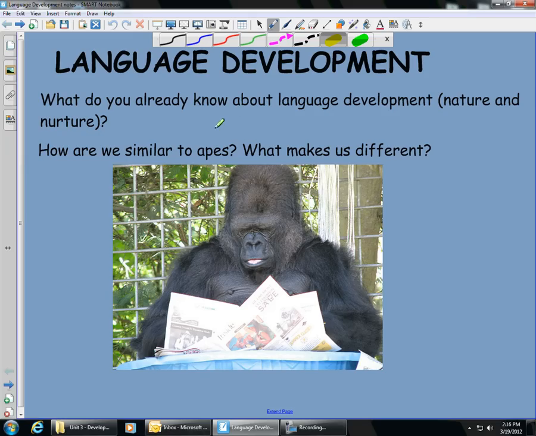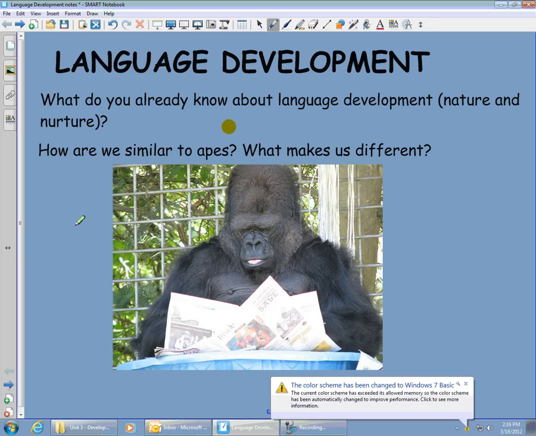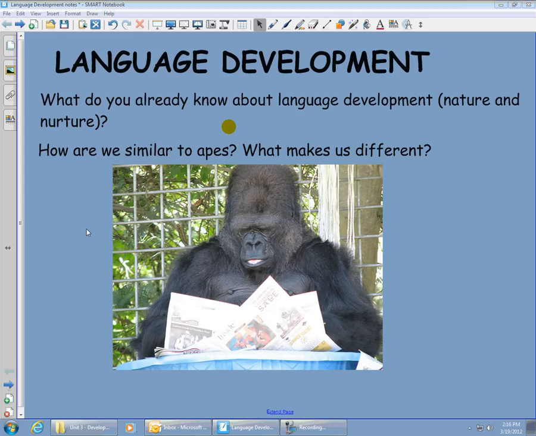Second question that pops up here is, compared to animals, what makes us different? How are we similar? This is a picture of Coco the gorilla that learned sign language. We'll talk about that in class. Compared to Coco, what can we do that she can't? How are we different from Coco?